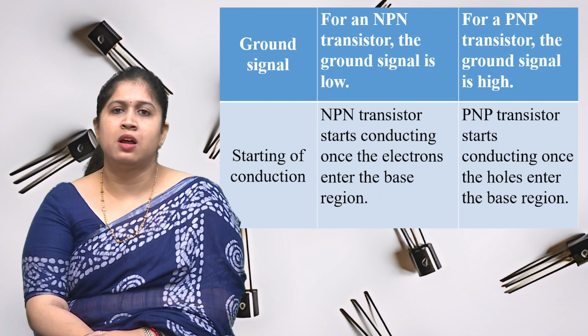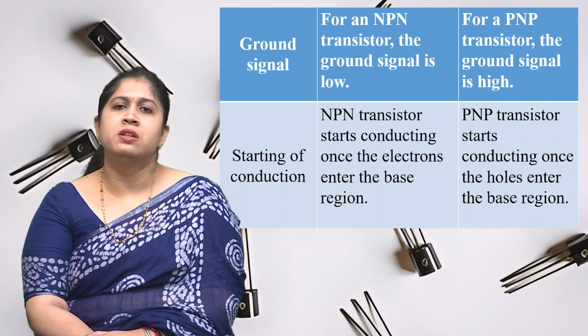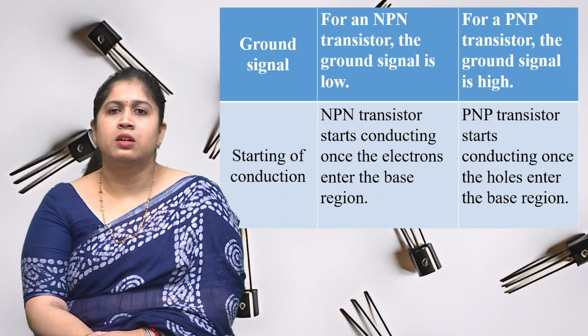An NPN transistor starts conducting once the electrons enter the base region. A PNP transistor starts conducting once the holes enter the base region.